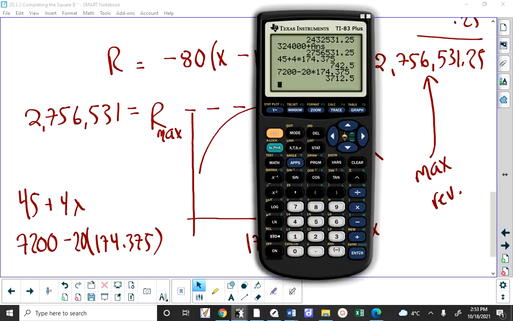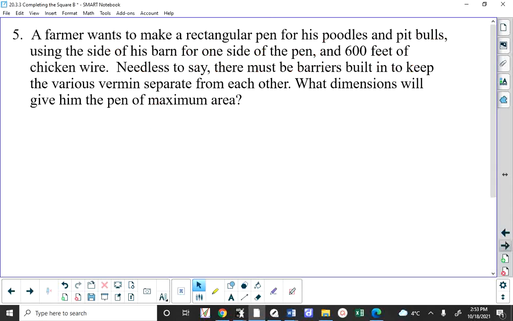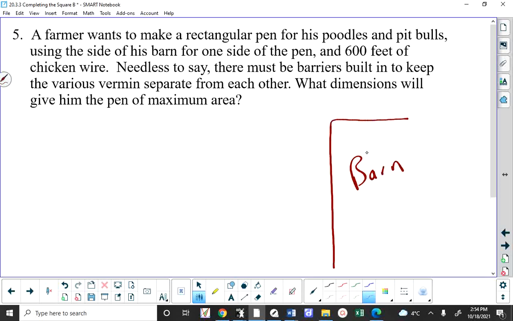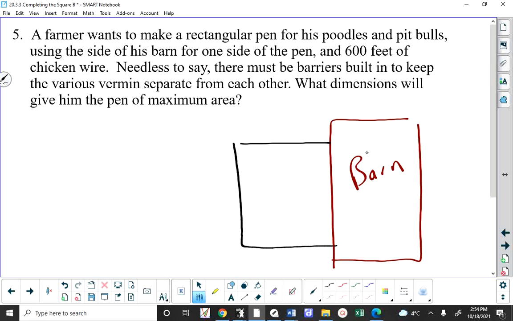One final example, it's the old area problem that we've done at least twice already. Let me summarize this for you. We want to construct a pen for poodles and pit bulls, and we want to use the side of the barn for one of the sides of the pen. So this is what it looks like. You've got your barn here. And we're going to construct the pen this way.